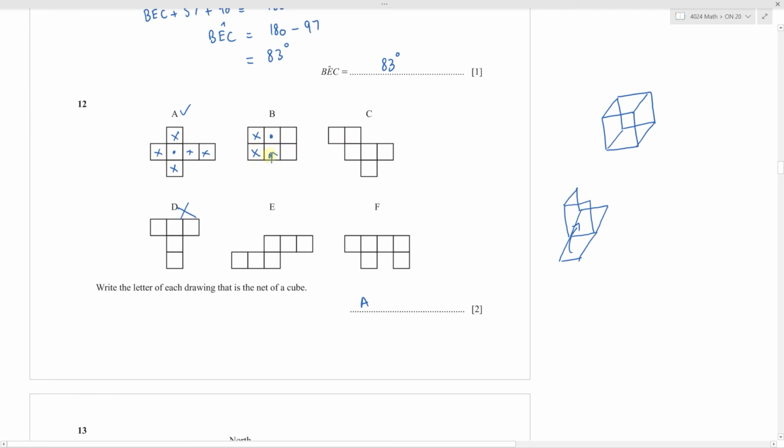And once you have an overlap like this, that means you cannot form a cube. That means this cannot be a net of the cube. So anytime that two boxes overlap on the same face or the same side of the cube, that means that cannot be a net. So since I've already formed the front face and this also folds up towards the front face of the cube, that means B cannot be a drawing of a net of a cube.